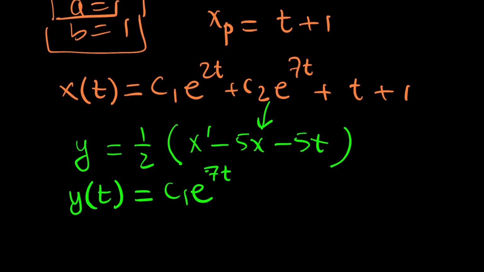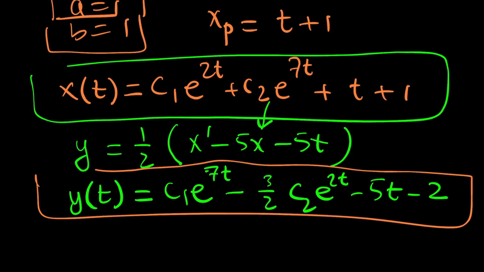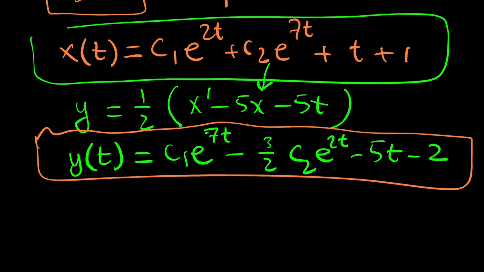c1 e to the power 7t minus 3 over 2 c2 e to the power 2t, minus 5t minus 2. That's going to be the y value, and the other one is going to be the x value. If you want, you can go ahead and check your work with this.